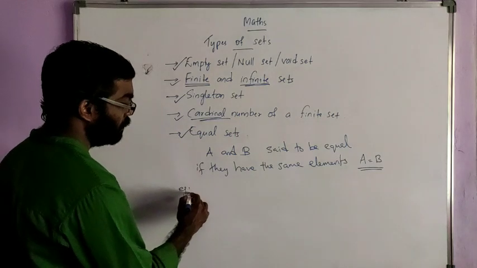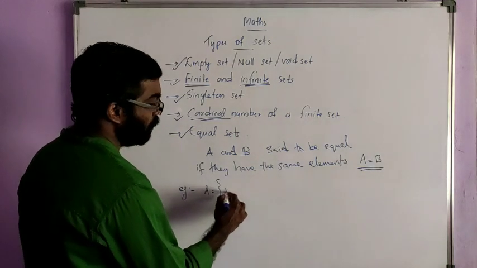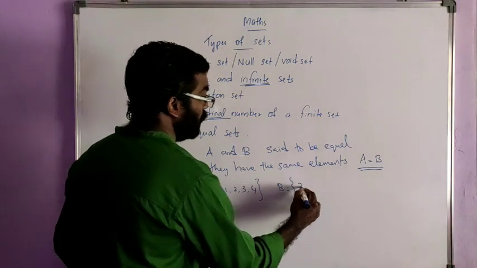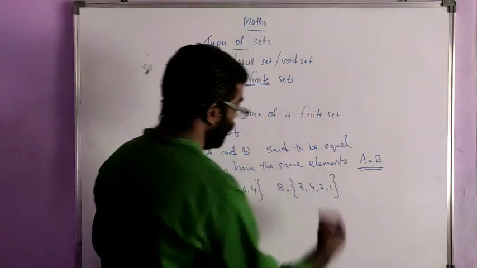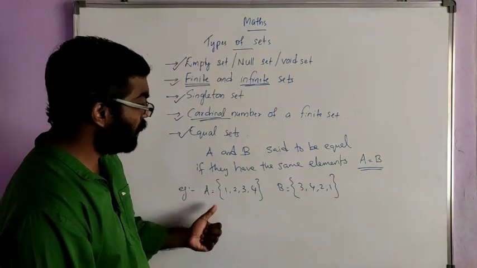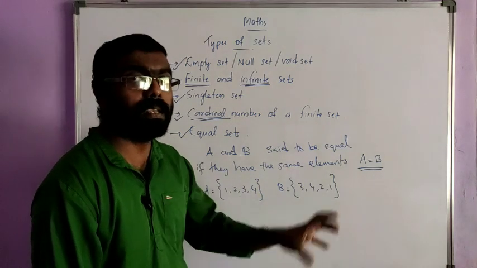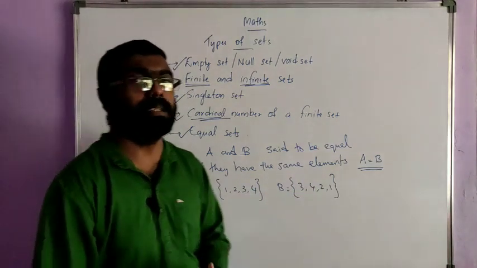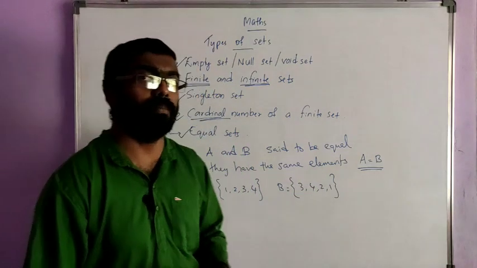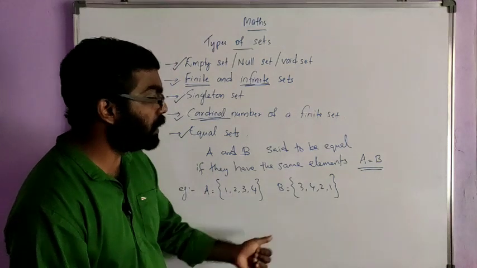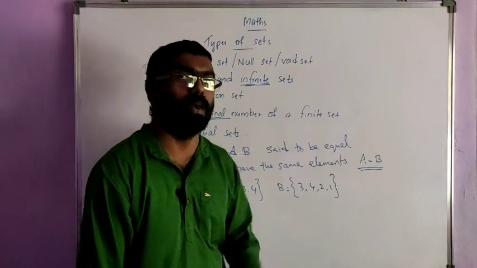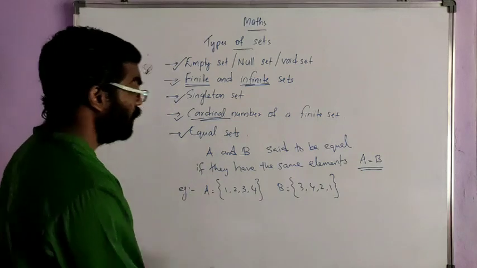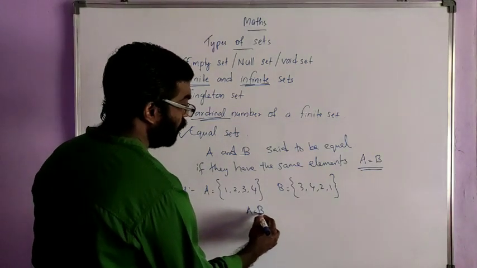For example, if A = {1, 2, 3, 4} and B = {3, 4, 2, 1}, while comparing, we can identify that these 2 sets contain exactly the same elements. Here only the order is different. While writing a set, order doesn't matter, order is not important. So {1, 2, 3, 4} is equal to what? {3, 4, 2, 1}. Because all the elements of sets A and B are equal, we can write A = B.